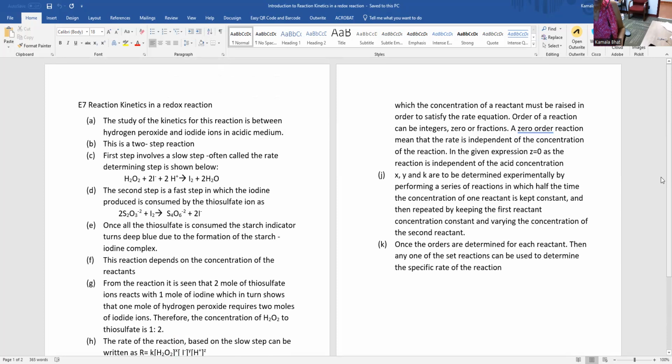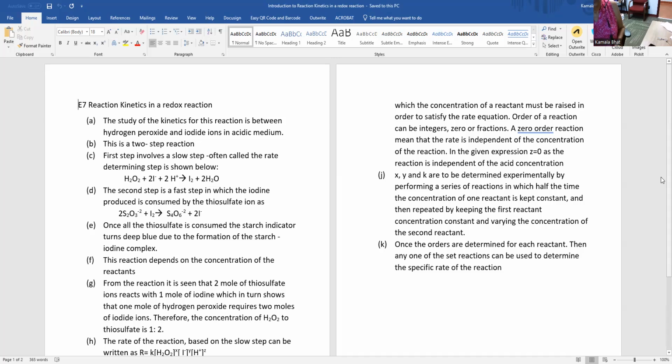The order of the reaction can be integer, 0, or fraction. A zero-order reaction means that the rate is independent of the concentration of this particular reactant. In the given expression, Z is equal to 0 as the reaction is independent of the acid concentration.